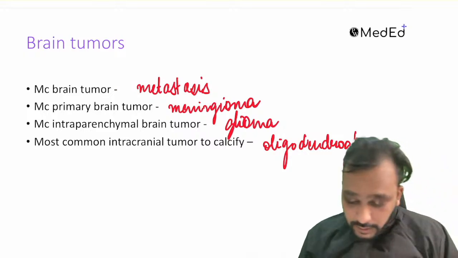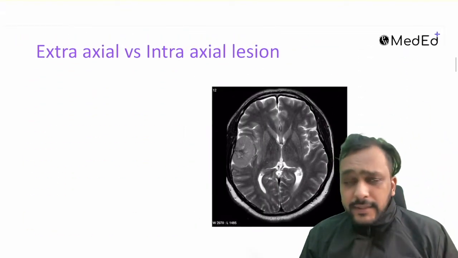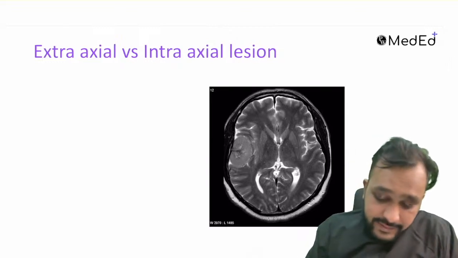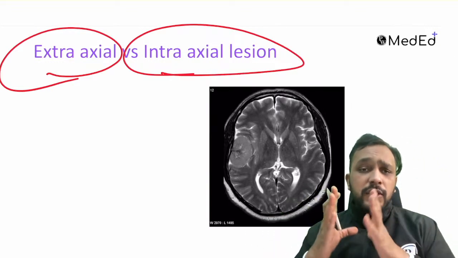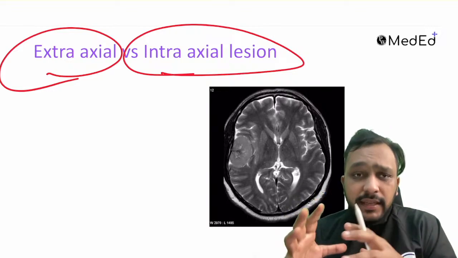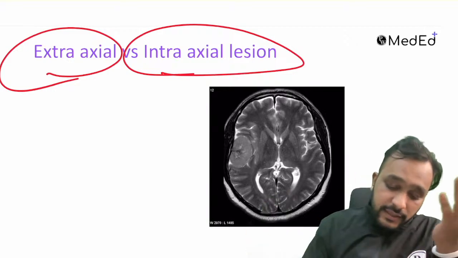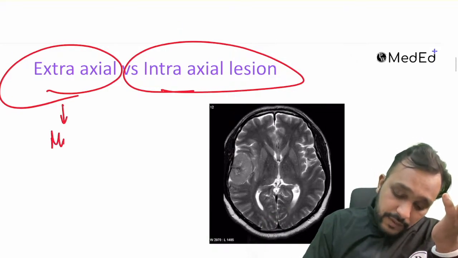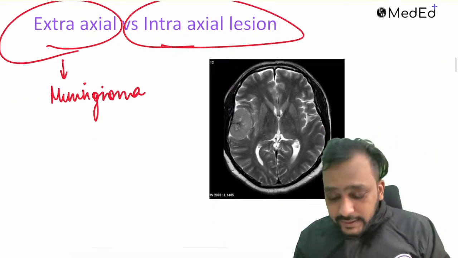right? So here again we need to know that brain tumors can be of two types. They can be intraaxial or they can be extraaxial. So intraaxial means that the brain tumor is present within the brain. Extraaxial means that the brain tumor is present outside the brain tissue. For example, meningioma. So meningioma is an extraaxial lesion, meaning it is not arising from the brain tissue.